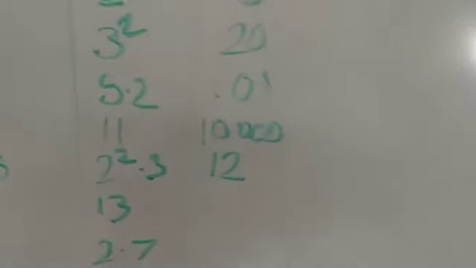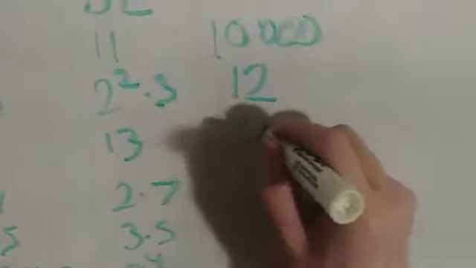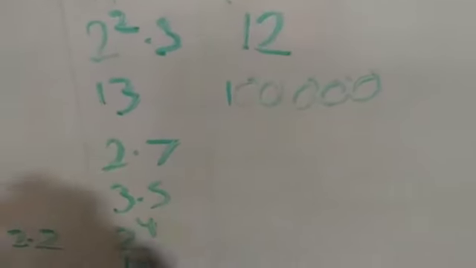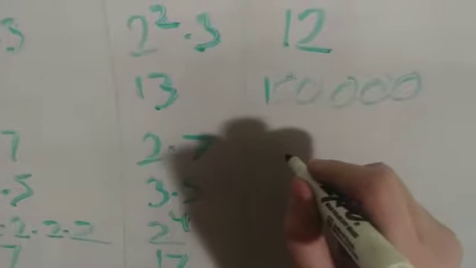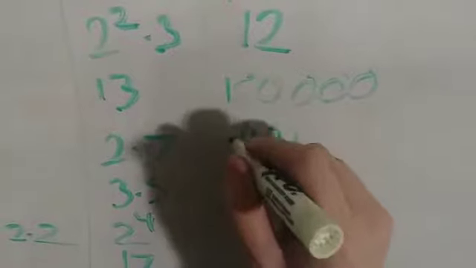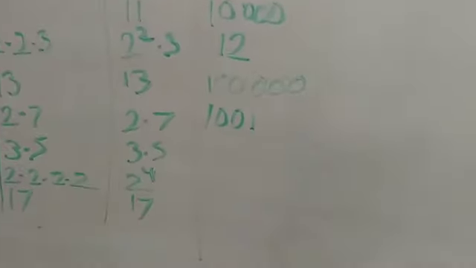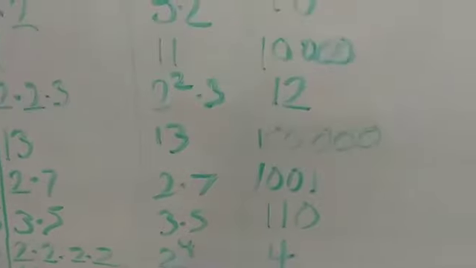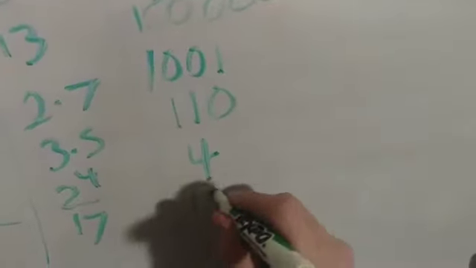12 is 12. And I love that. The 12s always line up for some reason when it comes to this sequence. It's beautiful. 13 is 100,000. 14 is 7 times 2, which is, you put a 1 there and a 1 there, 1001. 15 is 3 times 5, so that's 110. 16 is simply 4, and 17 is 1 million.